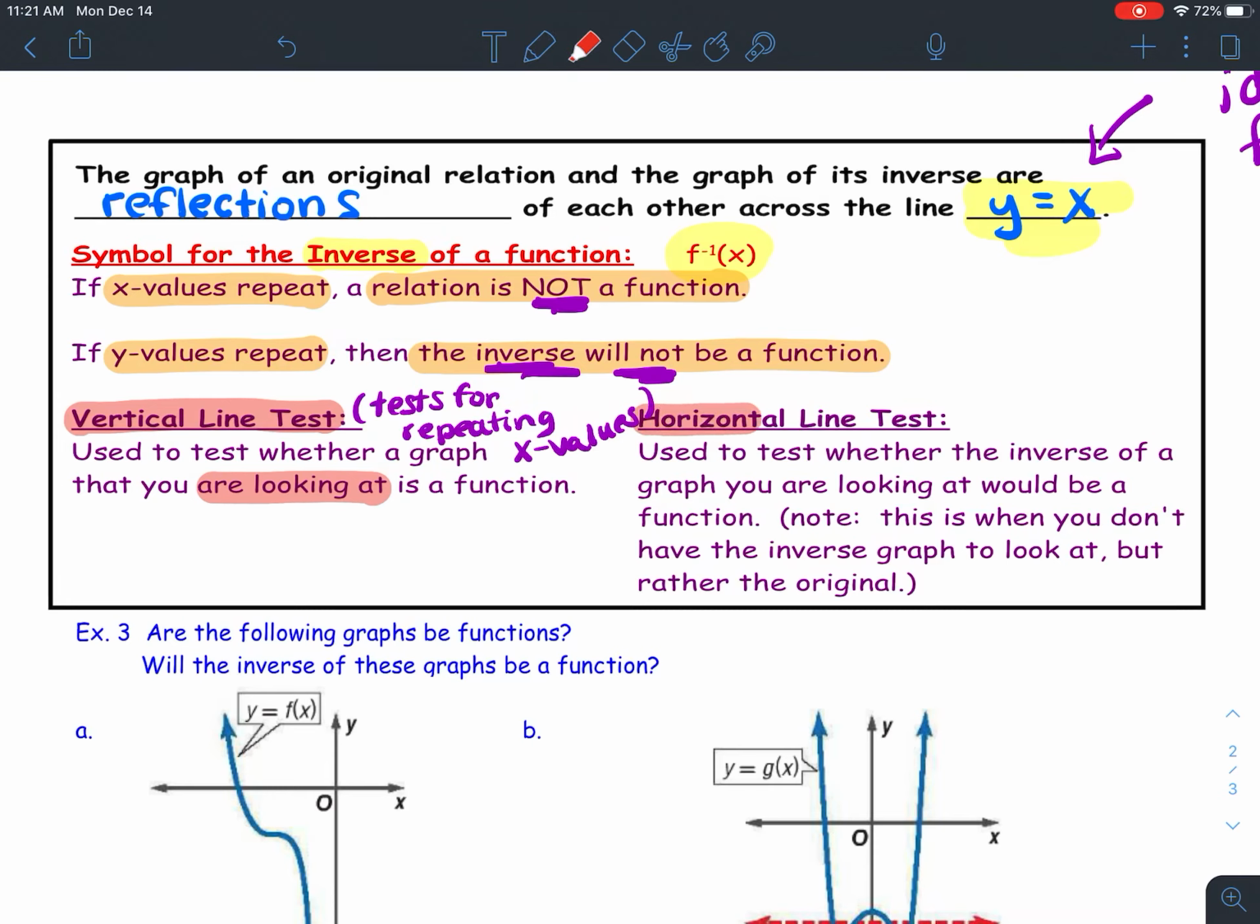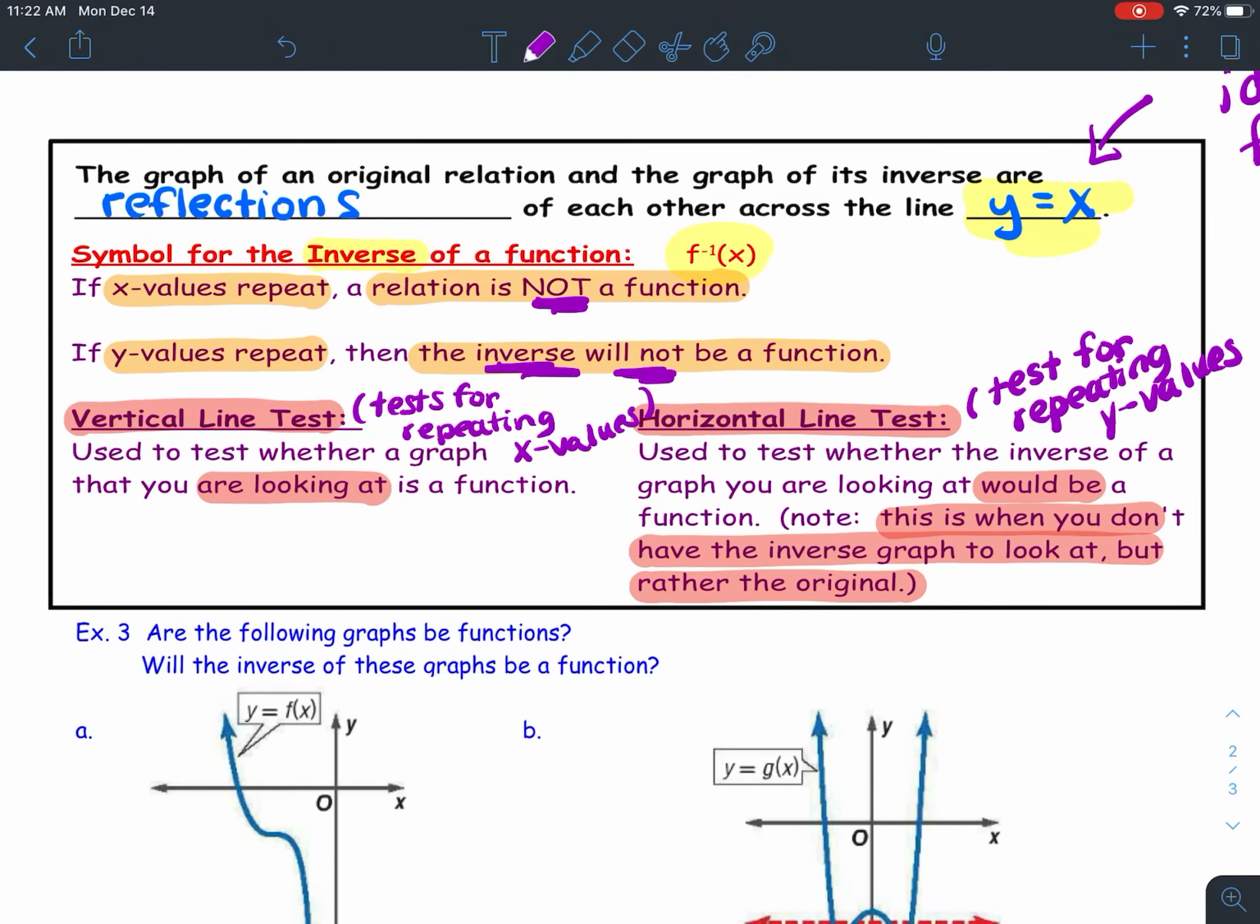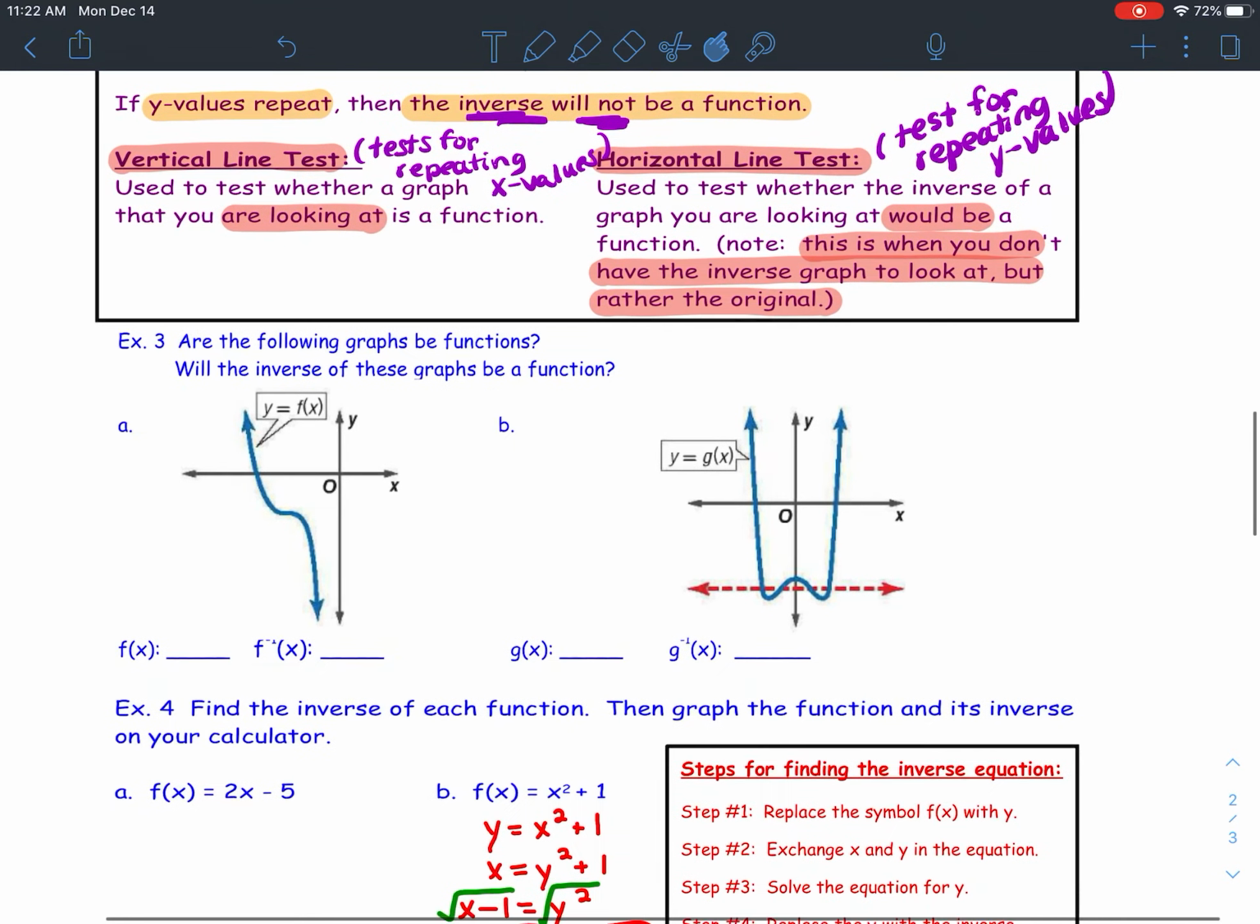However, if you're given a graph and you're not asked, is this graph that you're looking at a function, but you want to figure out if you changed that graph into its inverse, would the inverse be a function? Okay, keep in mind, this is assuming that you don't actually have the inverse graph to look at. You only have the original graph to look at. Then you should apply the horizontal line test, because this will test for repeating y values. And it's those repeating y values that become repeating x values in your inverse. Okay, so let's try this.